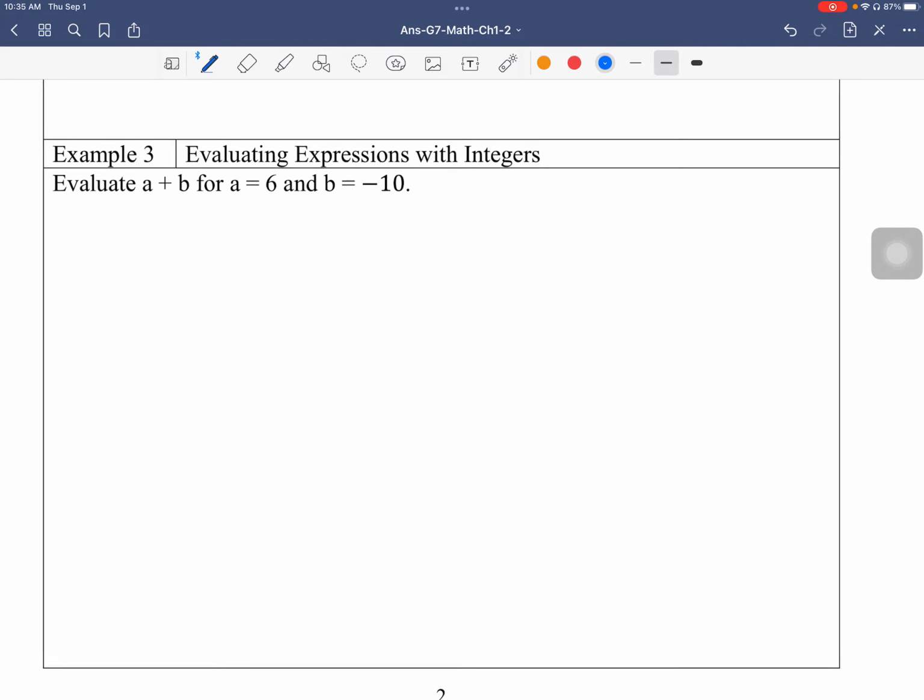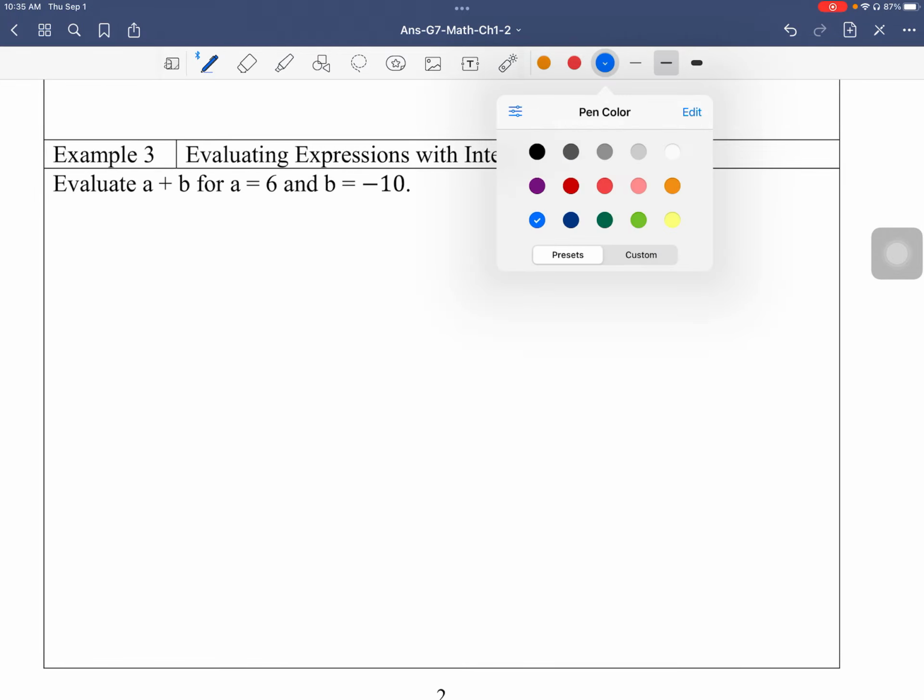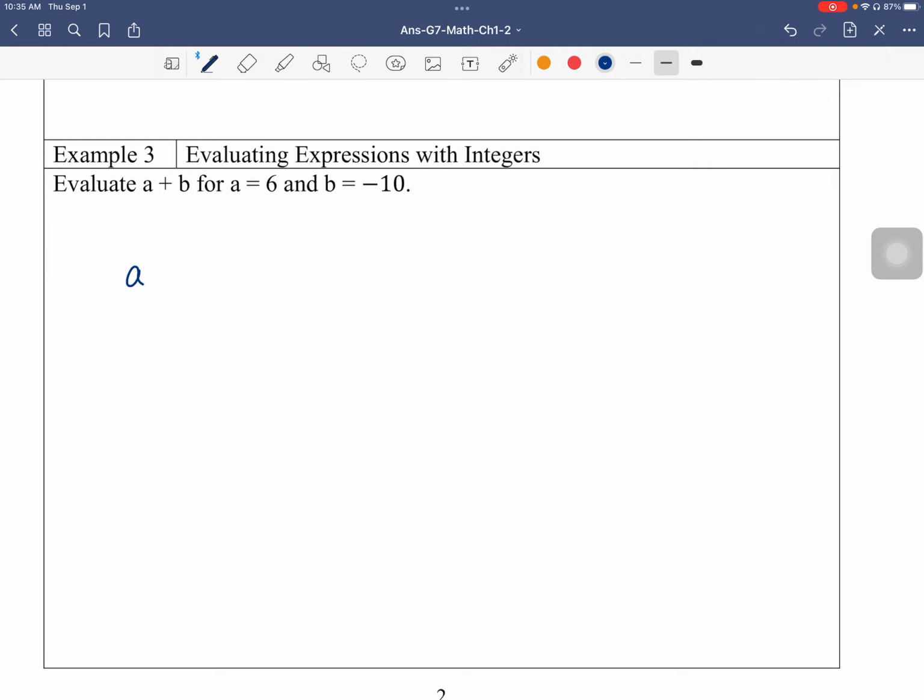So number 3, I want to evaluate the expressions with integers. A plus b equals 6 minus 10. So 6 minus 10, 6 moving toward the left is -4.